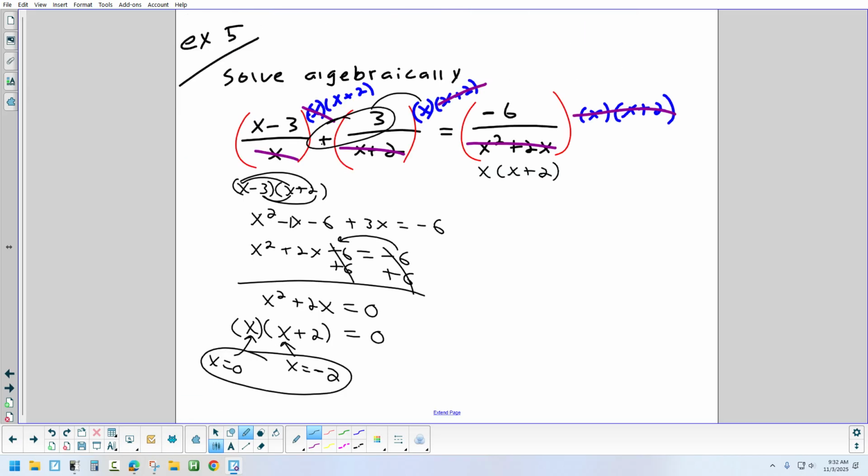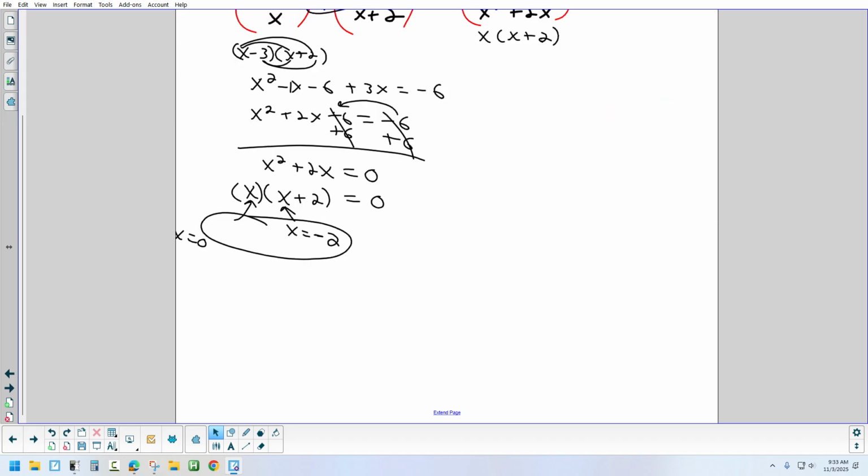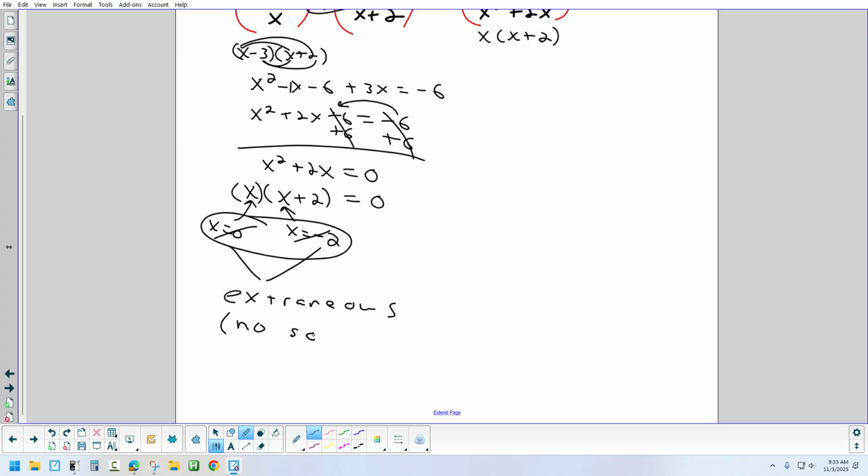Go back up. Is there any issue with plugging either one of those answers back into the original problem? Yeah, which one? 0. We can't plug in 0. Both. Both. Or negative 2. Because they cause you to divide by 0. So that means both of these answers are what? They're both extraneous. So what that means is you didn't find any answer to this problem. There was no solution.